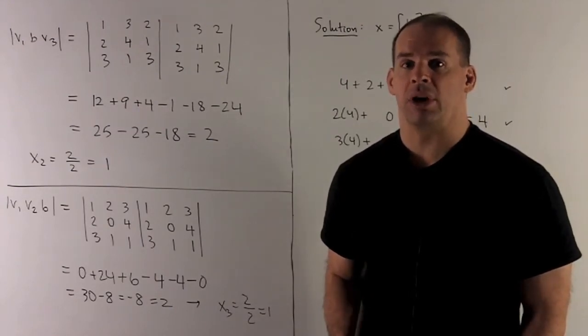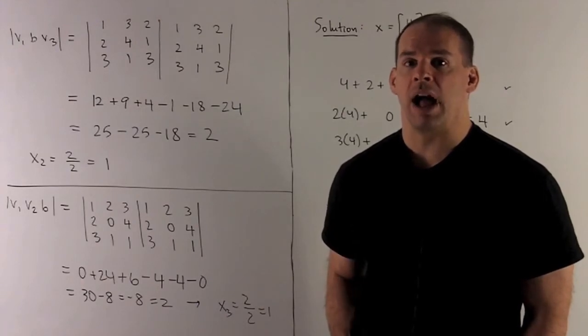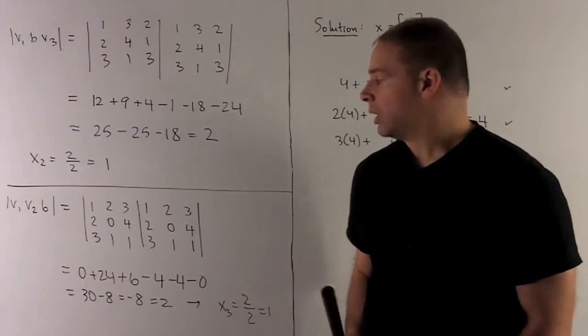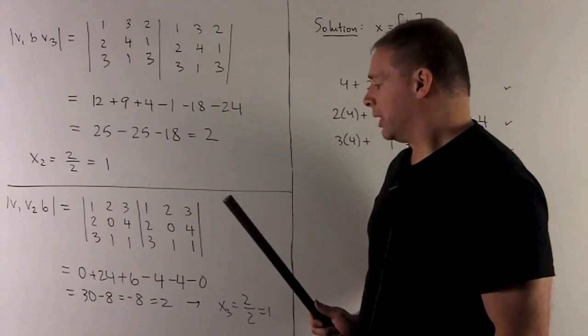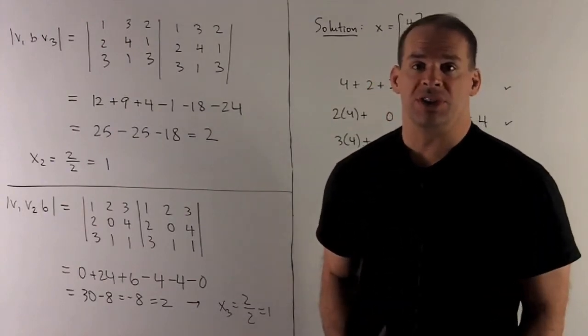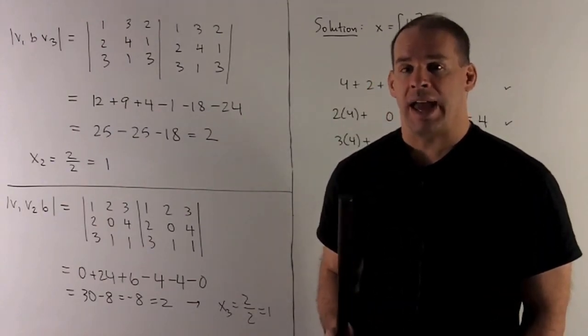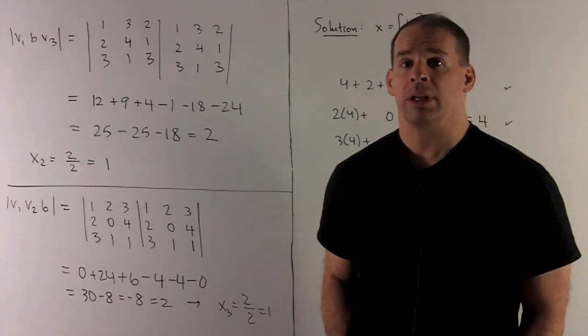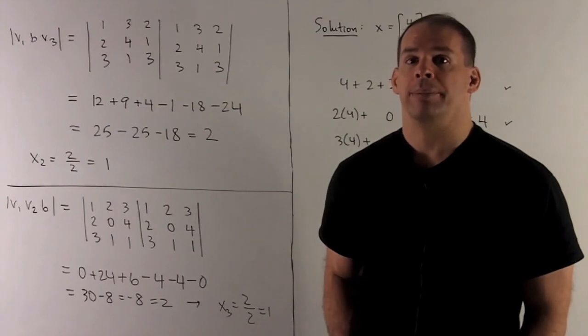Finally, to get x3, I put the B vector in the third column, take the determinant. What comes out? We get 30 minus 8. The 30 goes to 0, so I have minus 8. I add 10 to that, I get a 2. To get x3, I have to divide that by 2, so I get another 1.